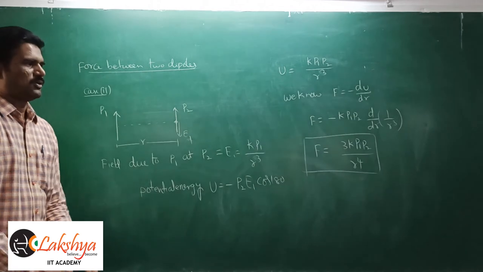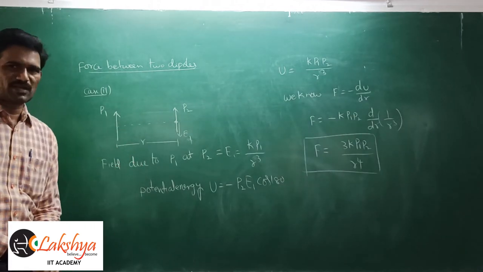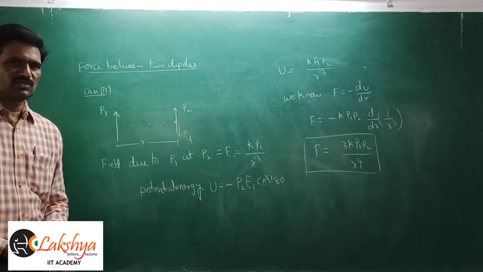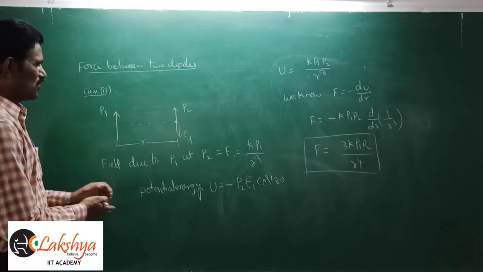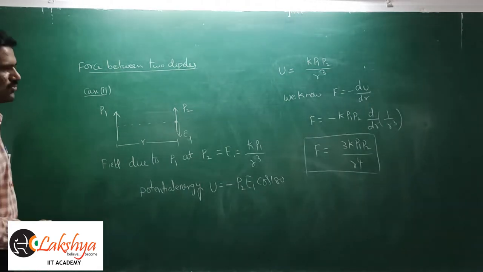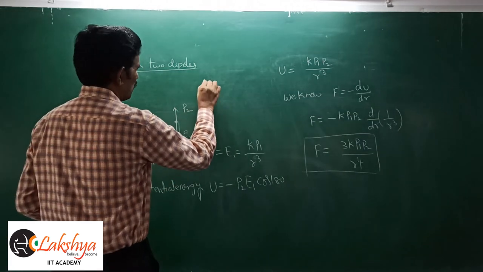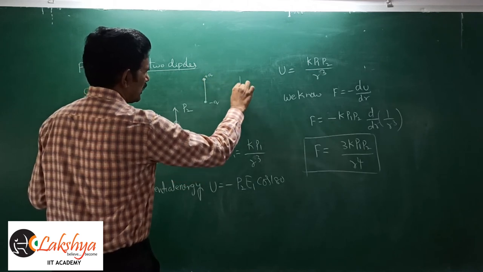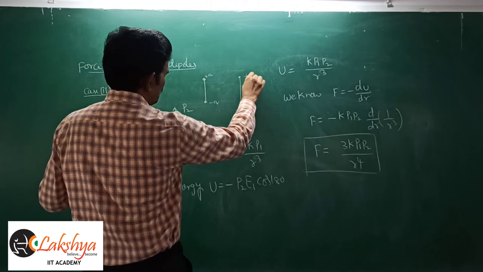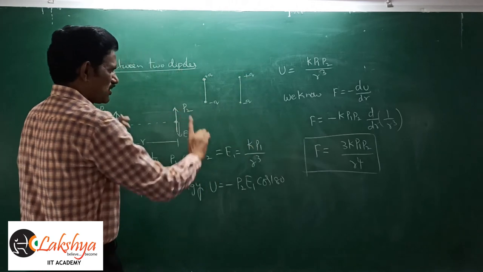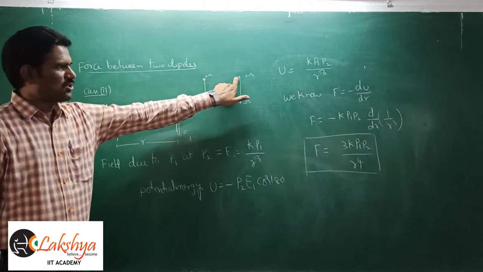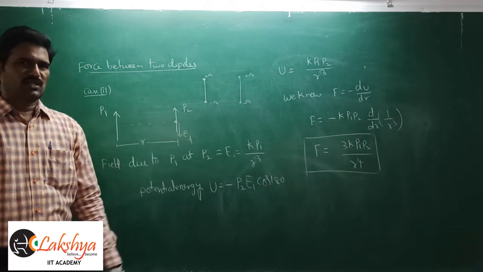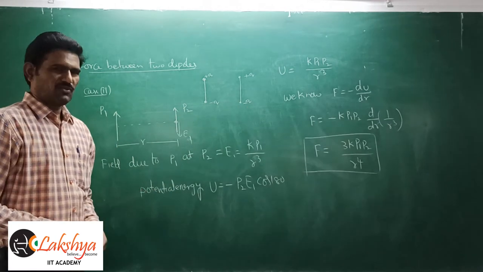So this is the force between the two dipoles, when the dipoles are placed parallel to each other. Now the force we are getting finally is positive. Positive force means it will be repulsive in nature. You can observe this simply: the dipole directions are like this. This is the negative charge and this is the positive charge for the first dipole. Similarly for the second dipole, this is the negative charge and this is the positive charge, because both are in the same direction. Now these two positive charges are closer to each other, and similarly these two negative charges are closer to each other. So automatically there is a repulsive force between them.